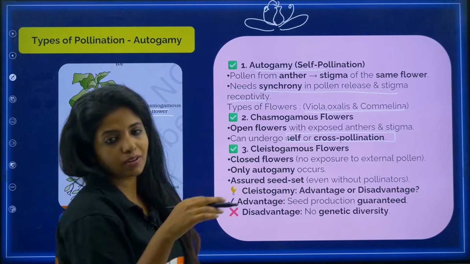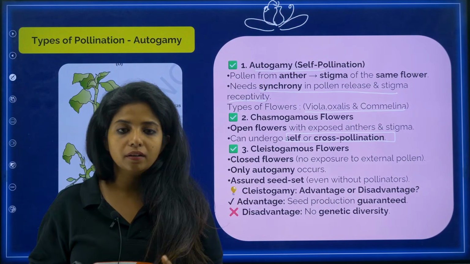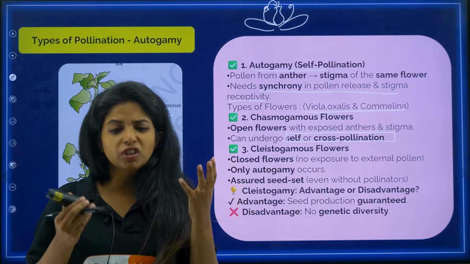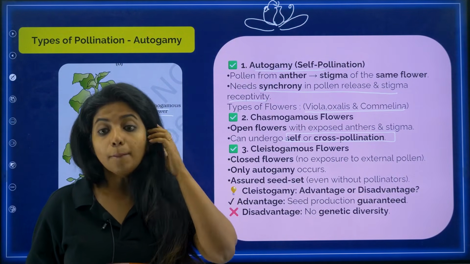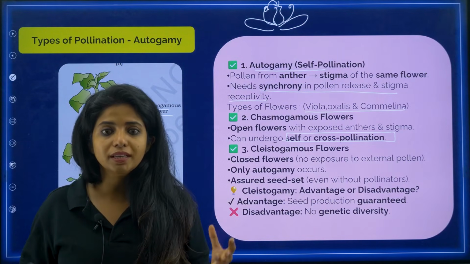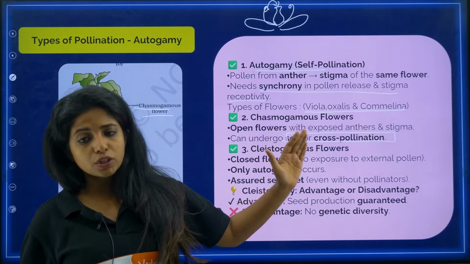So if self is happening, then basically it's the same genetic material. It's the same parent producing the male gamete and the female gamete. So genetic material is not being mixed very much. So there is no genetic variation being seen. But if it is a cross pollination, obviously you can see lots of genetic variation. So chasmogamous flowers show self as well as cross pollination.